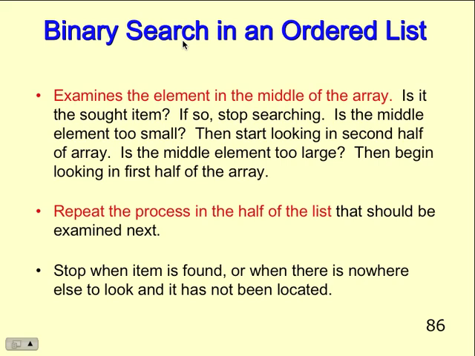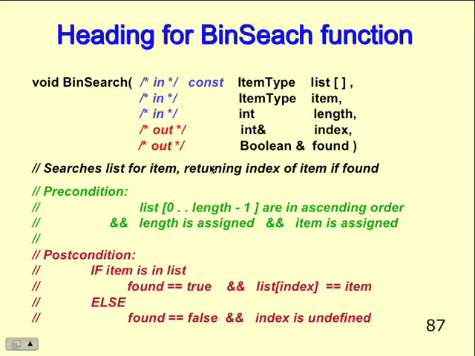So if you wanted to do a binary search on an ordered list, examine the element in the middle of the array, and you cut it in half. Then you go for one side or the other side, and you cut it in half. One side or the other side, cut it in half. Kind of a faster searching technique. This is the classic binary search algorithm. You repeat the process on half the list again, and you stop when you find the section that it belongs in.